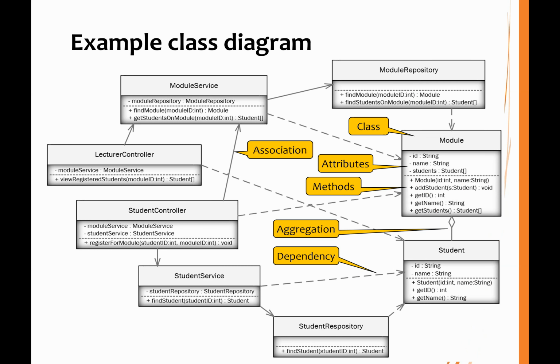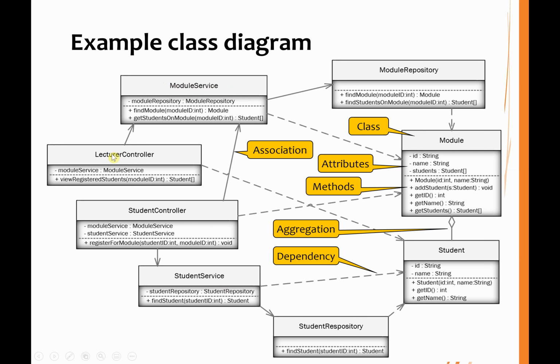So here's an example diagram. You can see that we've got a lecturer controller and a student controller. Let's look at this just in terms of architecture. We've got two controllers, two services, two repositories. And each of those is labeled according to the actor. So student controller, student service, student repository. And then likewise for the lecturer. The service in this case is not a lecturer service, but a module service. So it's focusing on the kind of functionality that is provided.